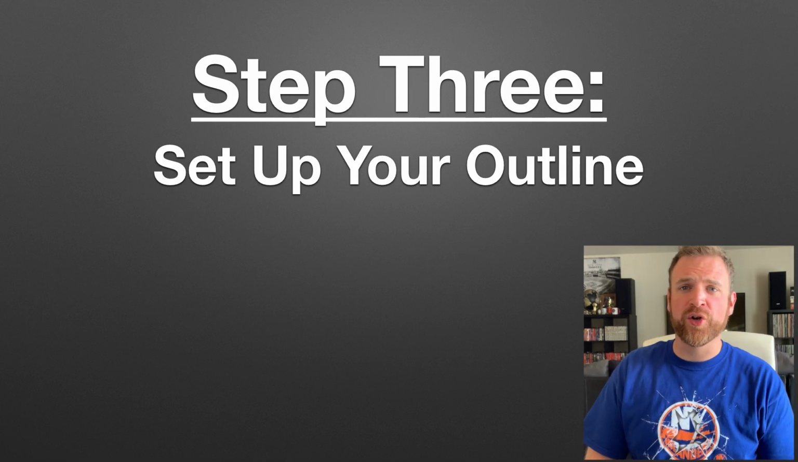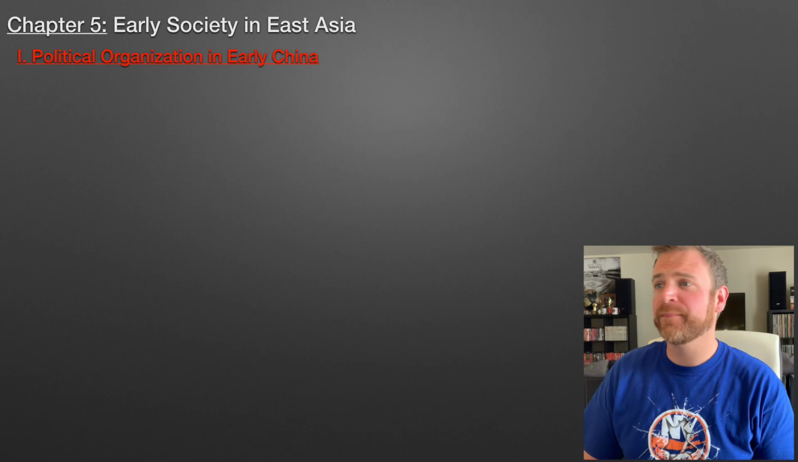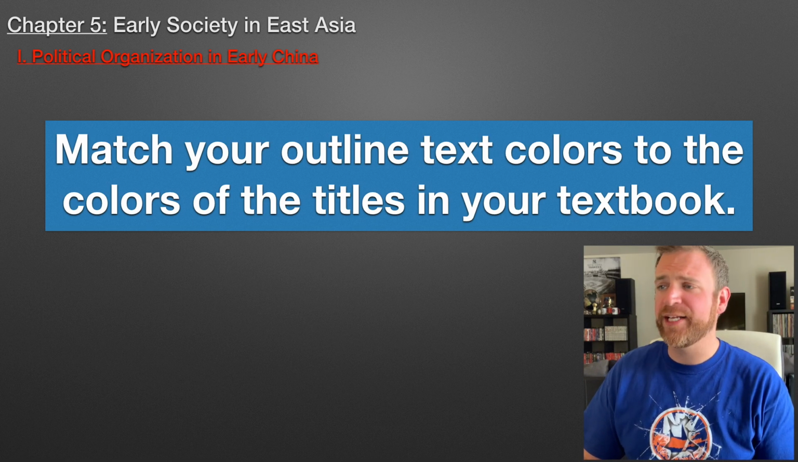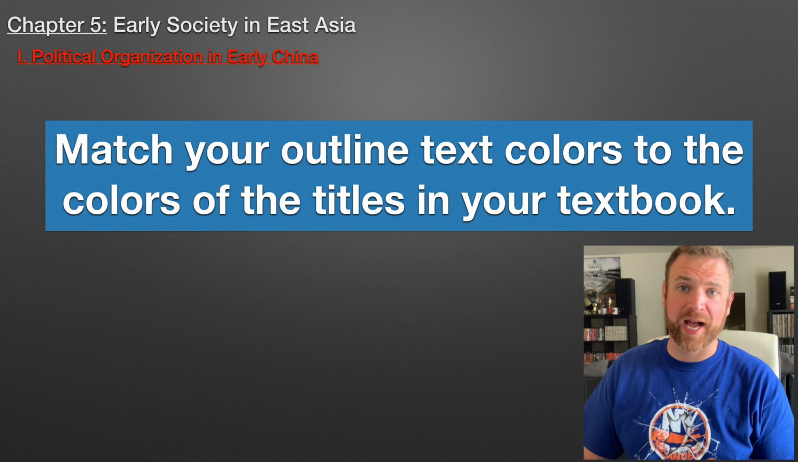The first thing I want to do is put the chapter title at the top of my page. The next thing I'll do is use a Roman numeral to represent the first section of the chapter, which in this textbook is colored in red. You should also be color-coding these sections in your own outline. Use 3 different highlighter colors, each representing a section title, a subheading, or a paragraph topic.